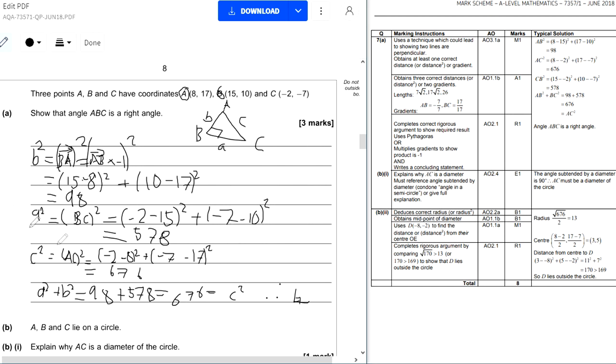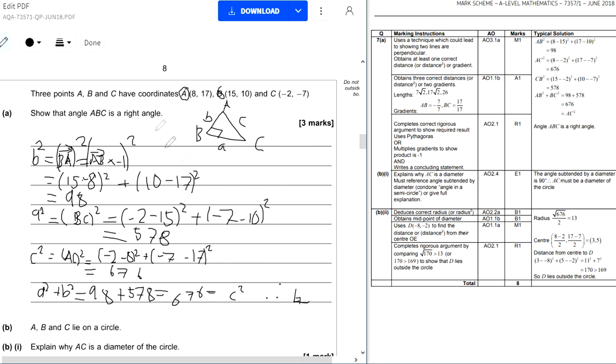Yeah, it's a bit of work for 3 marks, but once you draw the actual thing, it's really useful, and then you can just pick out the Pythagoras theorem, and then it's just knowing how to get that distance from the coordinates. It's just taking away one coordinate from the other and squaring.